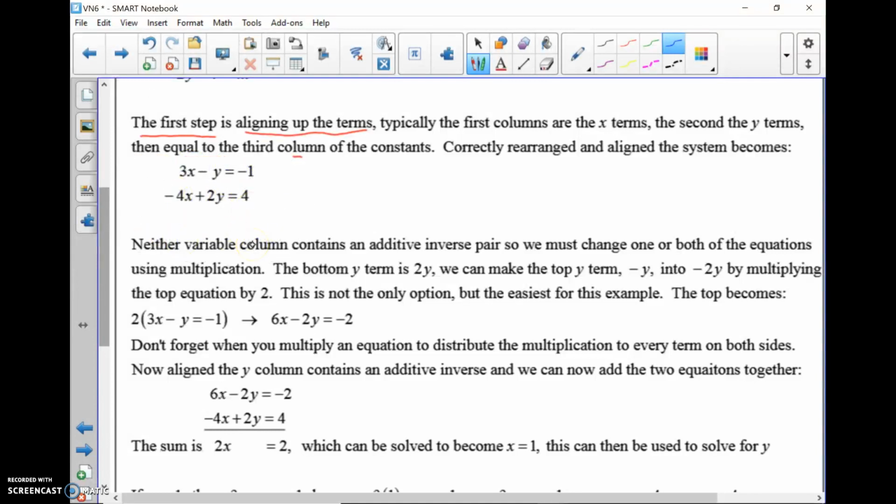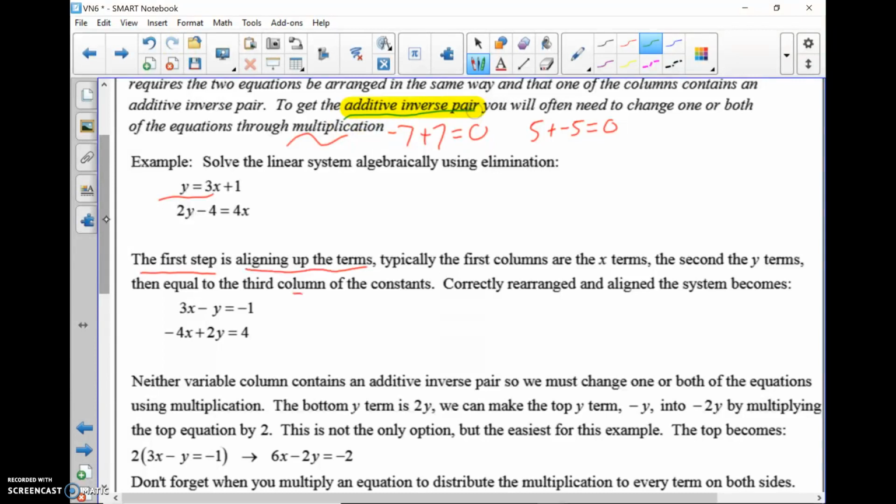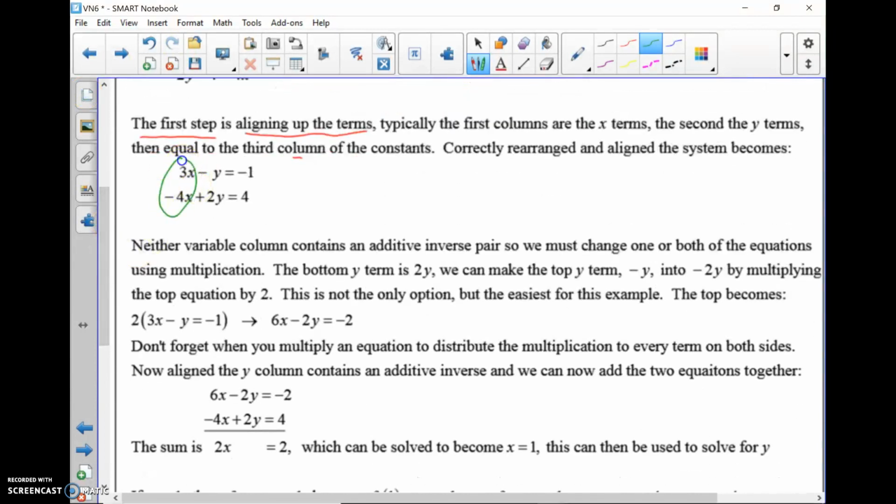And so the thing here, it's okay if you wrote that down, but looking at this, you need that concept of additive inverses. That's really the key to this whole thing. Notice that 3 and negative 4 are not additive inverses. Negative 1 and 2 are not additive inverses. And so I need to change one of my equations through multiplication to get it like that.